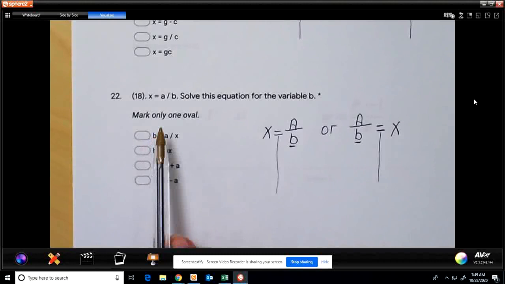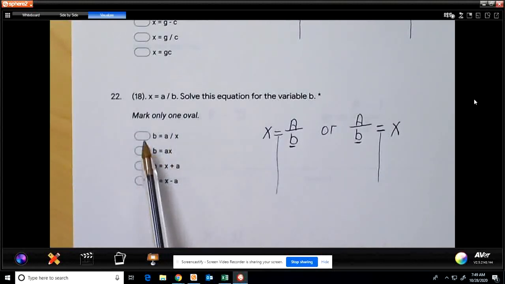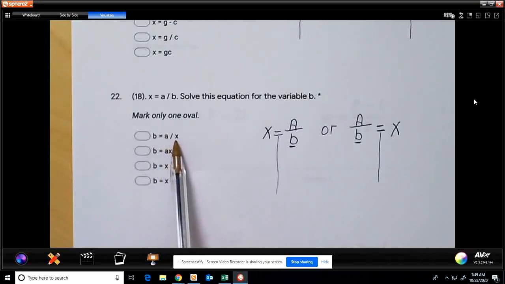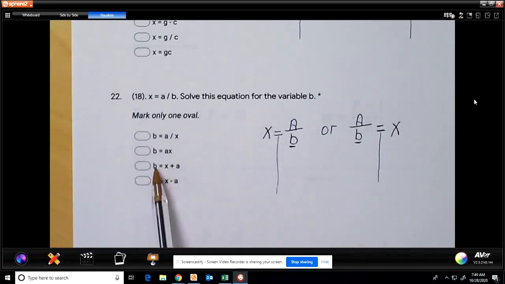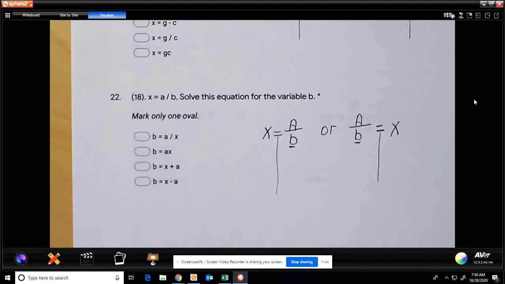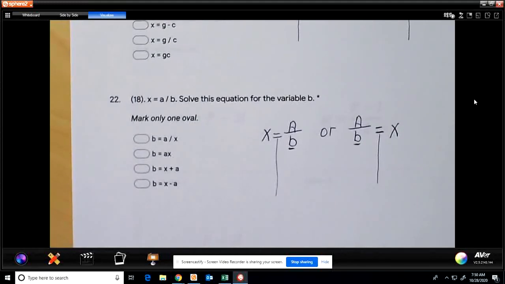So your answer choices, it says mark only one oval: B equals A divided by X, B equals A times X, B equals X plus A, or B equals X minus A. Remember, you're doing the opposite. So A divided by B. We want to get B by itself. So what's the opposite of division?